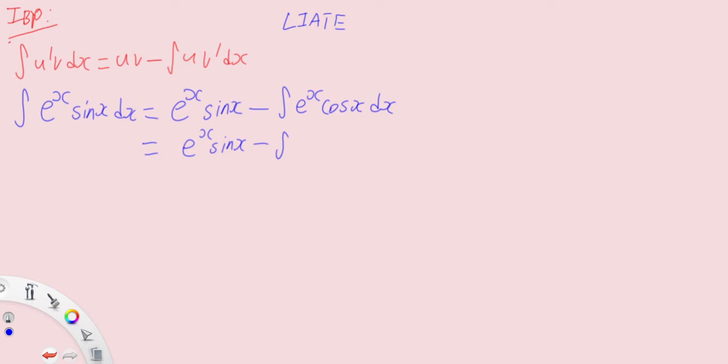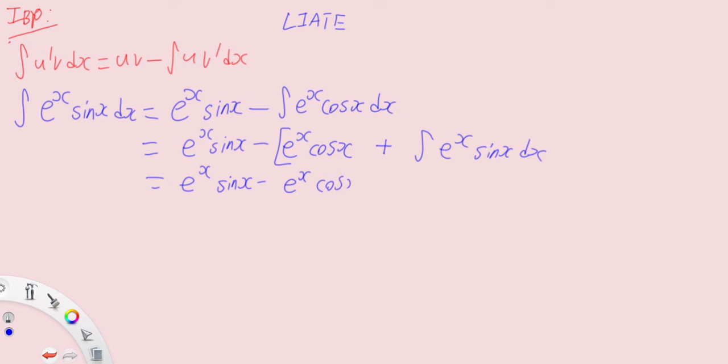Okay, then now we integrate the first one, so we integrate e^x again to give back e^x. Now, don't forget, we differentiate the other. So when we differentiate cos x, it gives us back minus sin x, so minus minus becomes plus sin x dx. And then you realize, wait a minute, we just obtained the integral that we wanted to have.